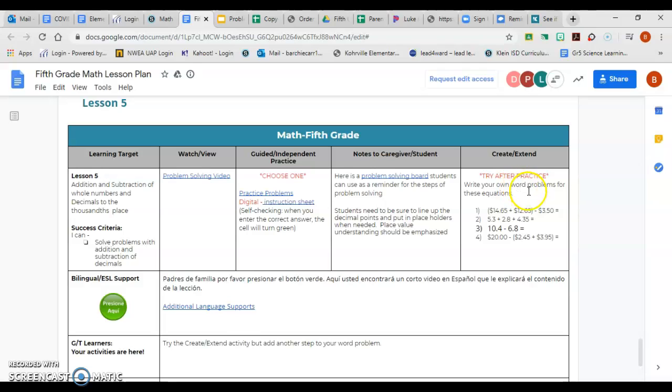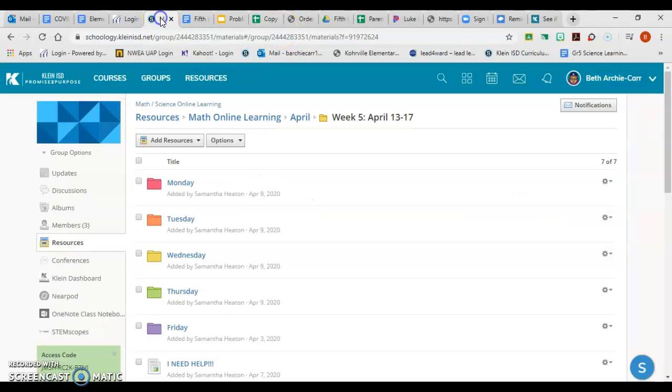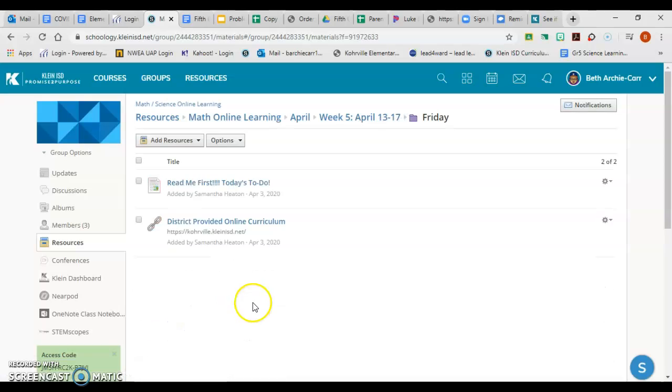Then for the last thing that you're doing today, you're going to write your own word problems for these equations. Okay, and so what we'd like for you to do, this is going to be your discussion piece for today in Friday's discussion piece in Schoology. So what you're going to do is you're going to come up with 4 word problems for each of these, and then you're going to post them. I should actually already be on Friday, sorry, in your discussion piece that's here.